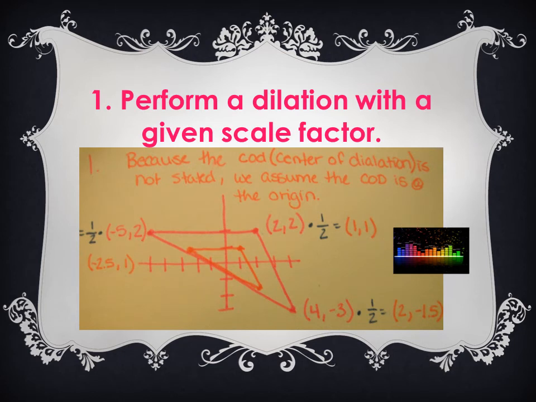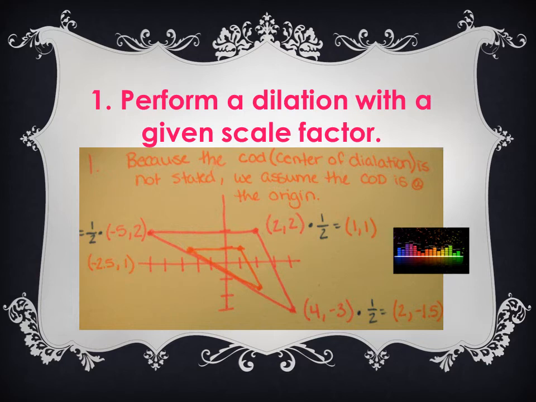We are given a triangle graphed on a coordinate plane. When we find the vertices, which are the corner points of the triangle, we get negative 5, 2, 2, 2, and 4, negative 3. It asks us that the dilation is 1/2. So if we multiply these vertices by 1/2, we get negative 5, 2 to be negative 2.5, 1. 2, 2 to be 1, 1, and 4, negative 3 to be 2, negative 1.5.